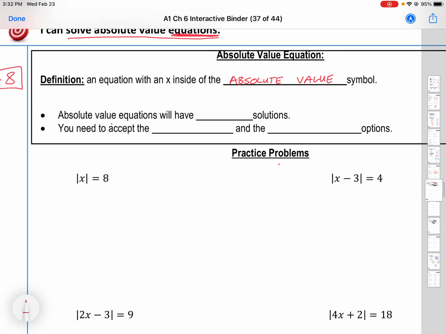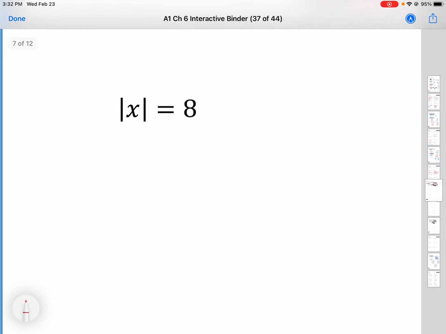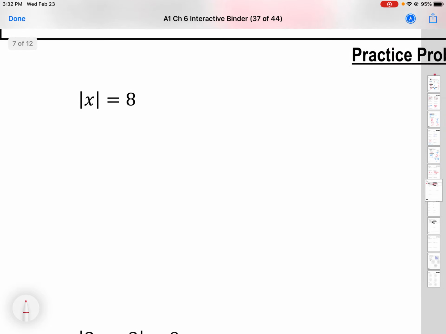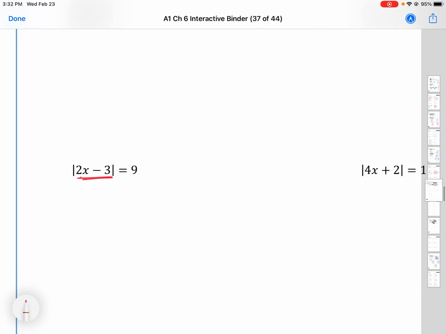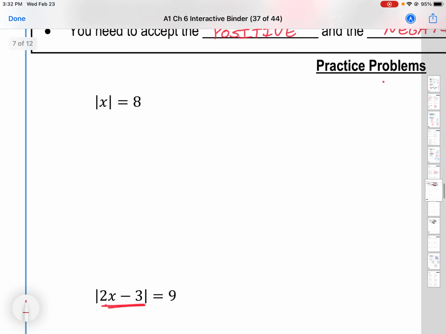Absolute value equations will always have two solutions. You always need to accept the positive and the negative options. And we'll talk about that in some examples here. But remember, as you go through, that you should always get two answers. This first one's a really good example because notice how I just have x inside the absolute value. I don't have, like down here, 2x minus 3. This one just has x.